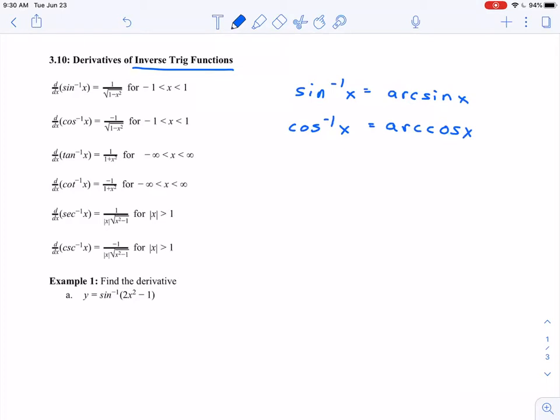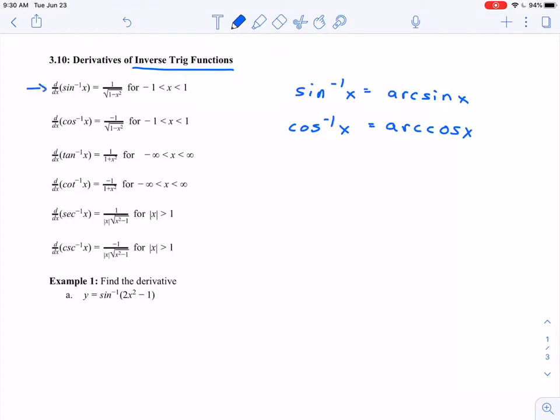I do think that the derivatives of these inverse trig functions are a little bit trickier to memorize just because these formulas over here are not as intuitive, I think, to follow. It's a little bit harder to gain reasoning behind them. Luckily for us, they do follow somewhat of a similar pattern here.